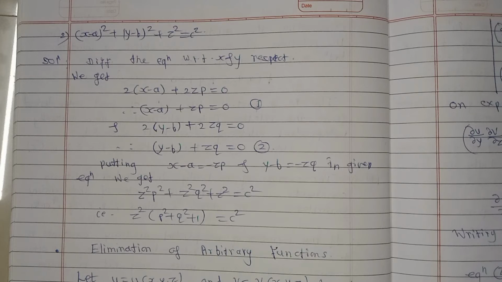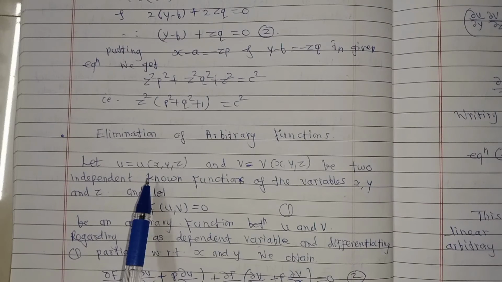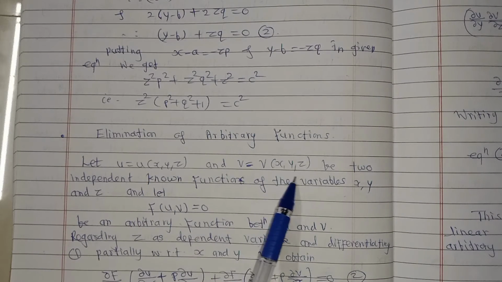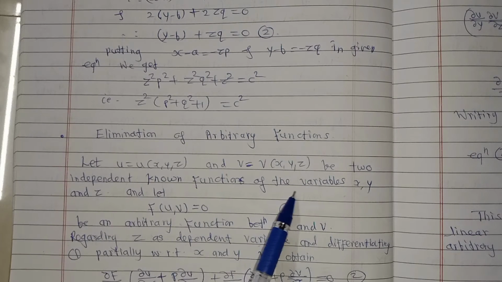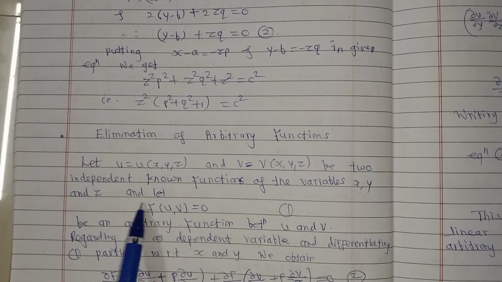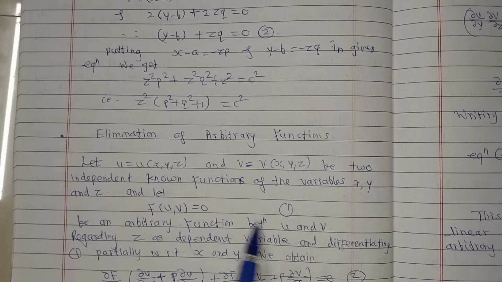Now we consider the second method, that is, solution of partial differential equation by elimination of arbitrary functions. Let u = u(x,y,z) and v = v(x,y,z) be two independent known functions of the variables x, y and z, and let f(u,v) = 0. We denote this as relation number 1. Be an arbitrary function between u and v.